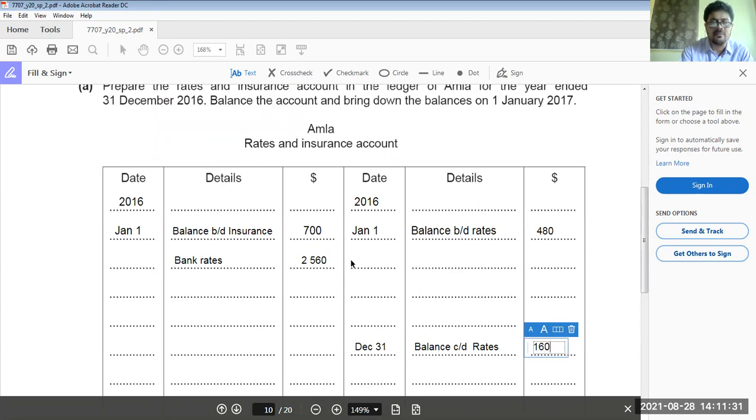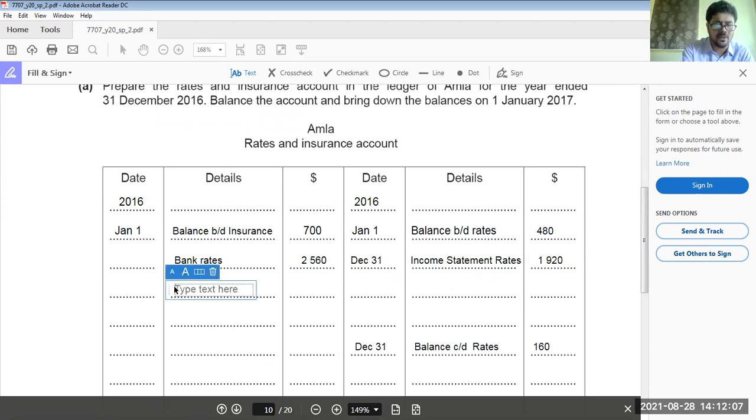And on December 31st, transfer to income statement for rates would be how much? 2,560 divided by 16 is 160, multiplied by 12 months, 1,920. 12 months rates would be transferred to income statement.